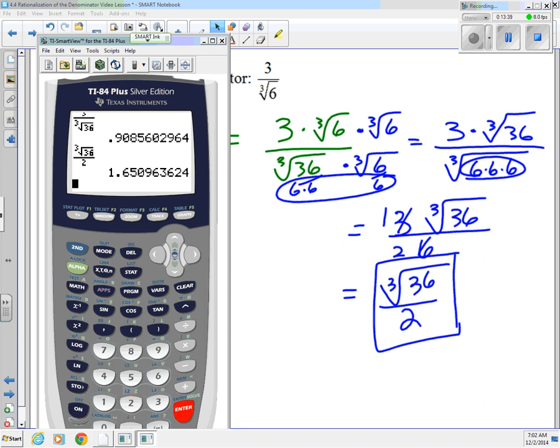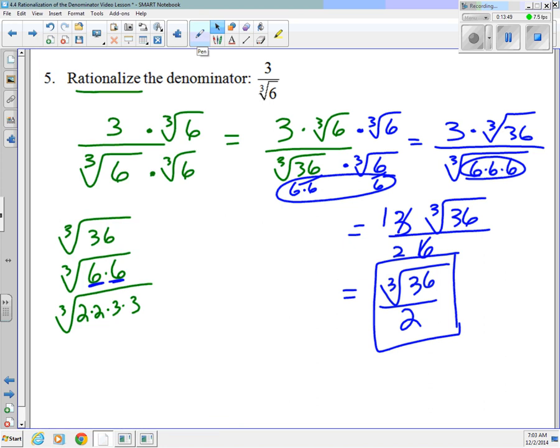Now, again, the cube root of 36 does not simplify. I know that's tempting because 36 is a perfect square, but not only is it not a perfect cube, it's also not a number that can simplify because it's 2 times 2 times 3 times 3. The cube root of 36 is stuck in there.